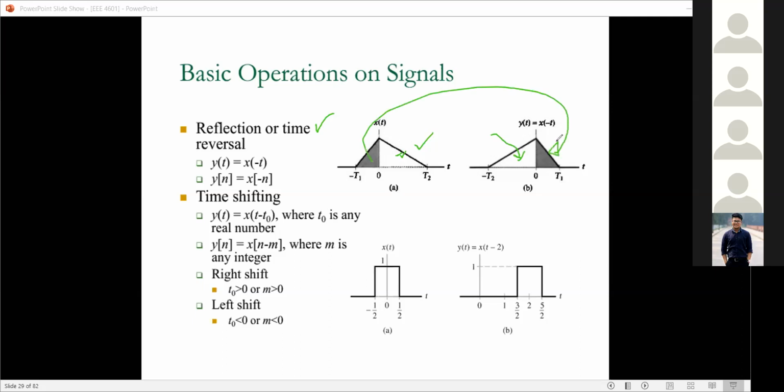Okay, this is called reflection or time reversal operation. Another operation we need is called the time shifting operation. Time shifting operation is needed in many of our signal analysis.